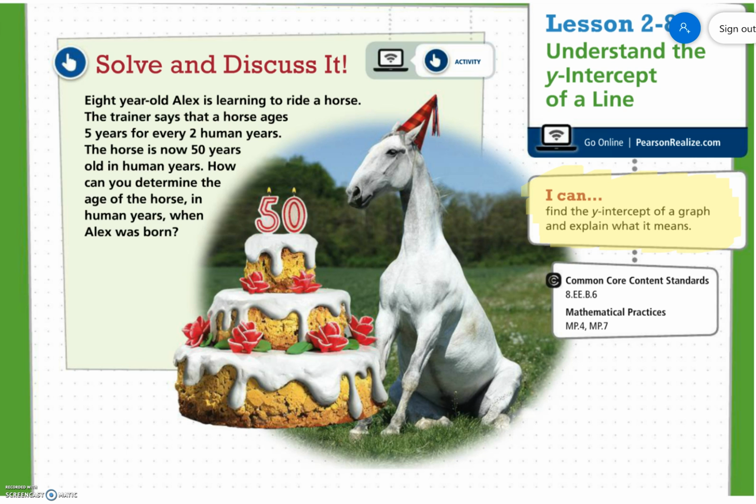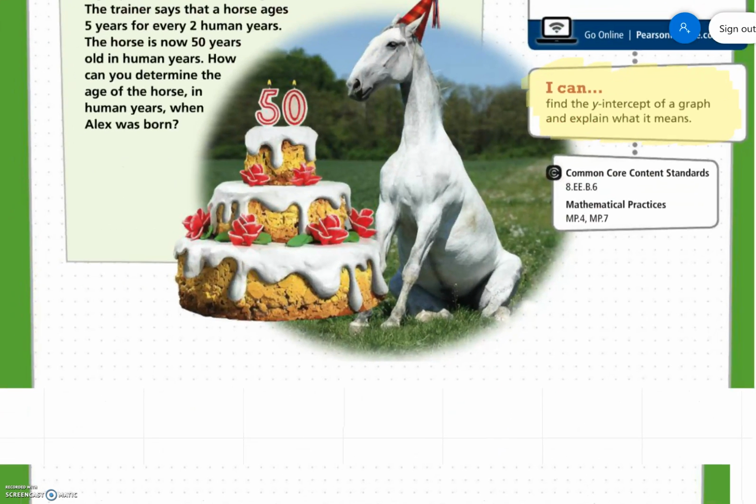8-year-old Alex is learning to ride a horse. The trainer says that a horse ages 5 years for every 2 human years. The horse is now 50 years old in human years. How can you determine the age of the horse in human years when Alex was born?